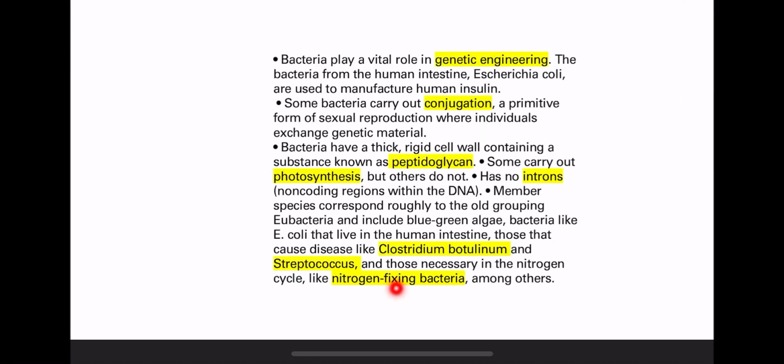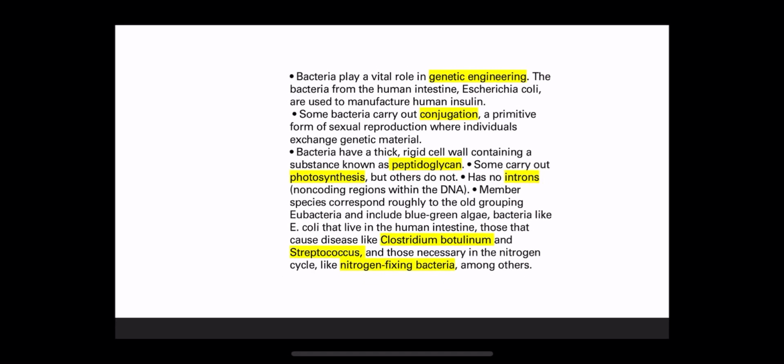Some types of bacteria are nitrogen-fixing bacteria. What's the meaning of nitrogen-fixing bacteria? They carry out nitrogen fixation to help plants get nitrogen.